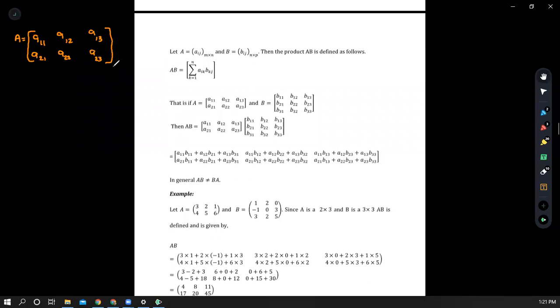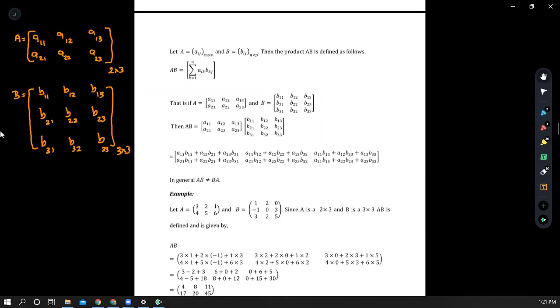Therefore, we can see that matrix A is a 2 by 3 matrix, and matrix B is given as B11, B12, B13, B21, B22, B23, B31. Here it is supposed that matrix B is a 3 by 3 matrix, with 3 rows and 3 columns.